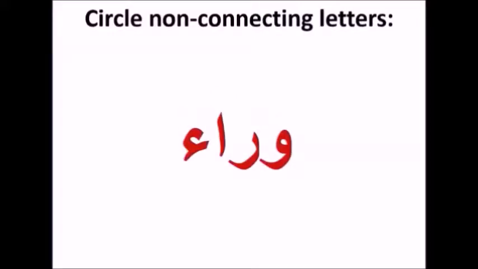Here we have a word consisting of 4 letters. Now, how many non-connecting letters do we have in this word? Excellent guessing. There are only 3 letters. The first one is waw, the second one is ra, and the third one is alif.